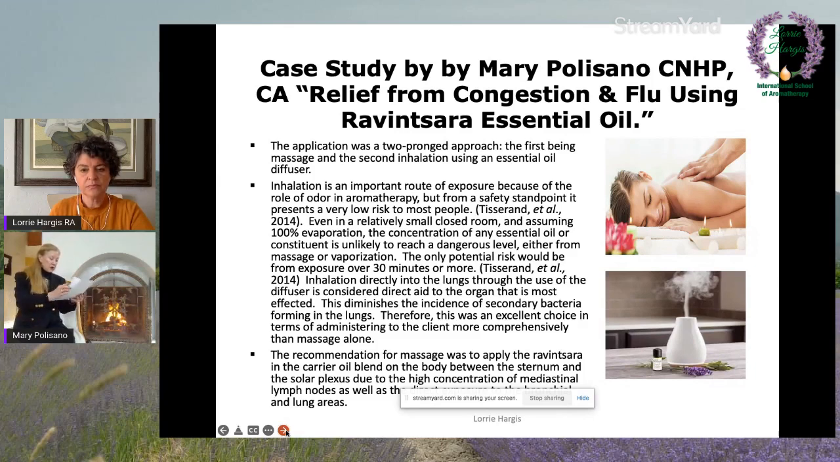It's an excellent choice in terms of administering the client with a more comprehensive approach rather than massage alone. We could have had him put it on his feet. We could have had, but this kiddo was sick. He wanted to feel better right away, which is why I also didn't clutter the formulation with other oils. There were other things like lemon that was referred to earlier in the class. We had him drink a lot of lemon in his water and do some other dietary applications that we would normally probably use with an essential oil. But in this case, for this client, we needed something fast and direct. And with a two-prong approach, he was delighted.